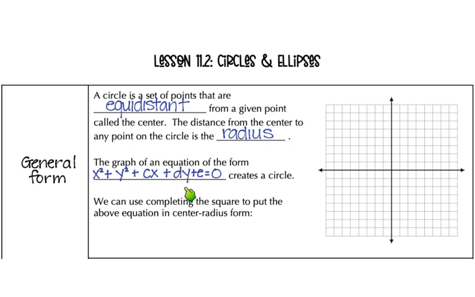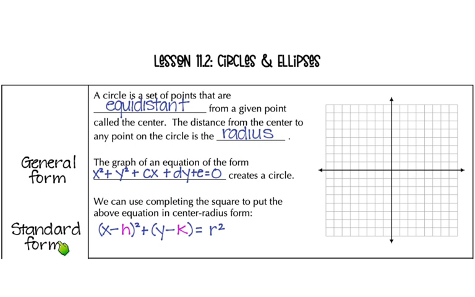By completing the square, you end up putting it in what is called standard form. The standard form is sometimes called the graphing form or the center radius form, but standard form is what we're going to be using in our class. General form is the general form of any conic, and then standard form would be the form we want to put it in so that we can graph it.